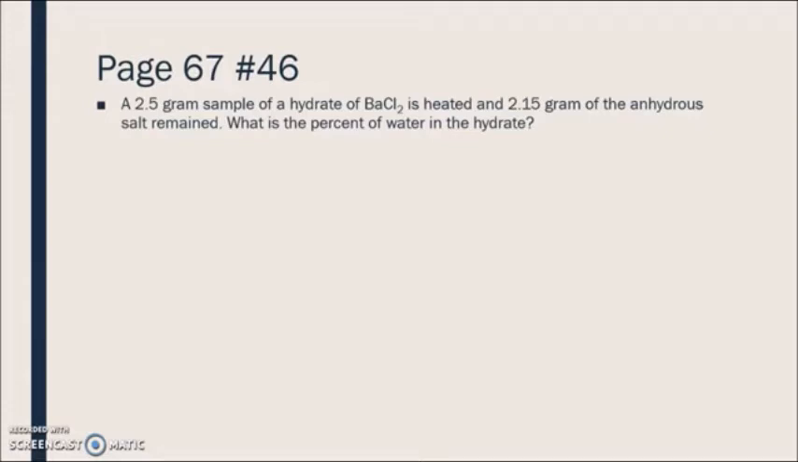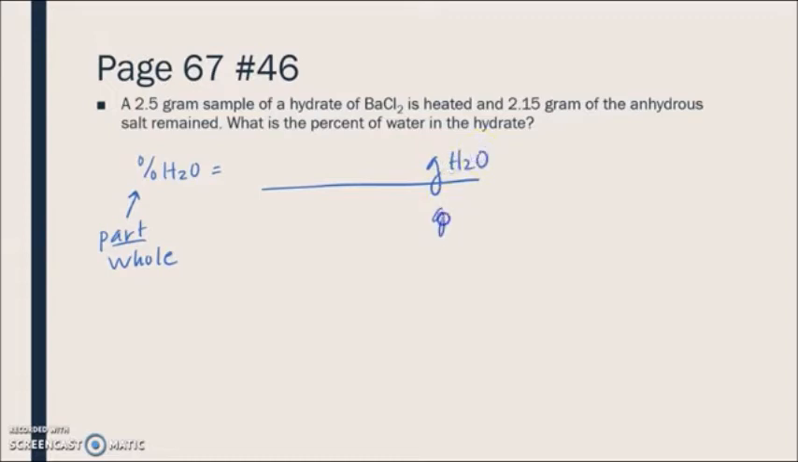A 2.5 gram sample of a hydrate of barium chloride is heated, and 2.15 grams of the anhydrous salt remained. What is the percent water in the hydrate? Just like we did on Thursday, you were after percent water. So your formula needs to be percent water equals, remember, this is part over whole, so grams of water over grams of hydrate times 100. When you go back and look at the problem, they tell you 2.5 grams of a hydrate, so that goes in the bottom, but they don't tell you how much water.